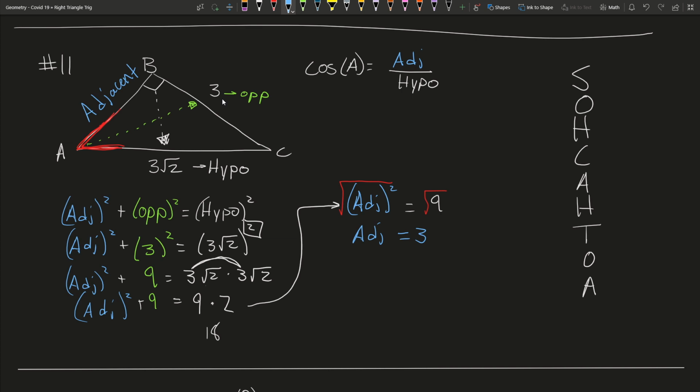Okay, before I move on to the actual trig ratio, are there any questions about what you see up on the screen? All right, so the next part, we just have to plug that into our trig ratio, and then we get an answer.